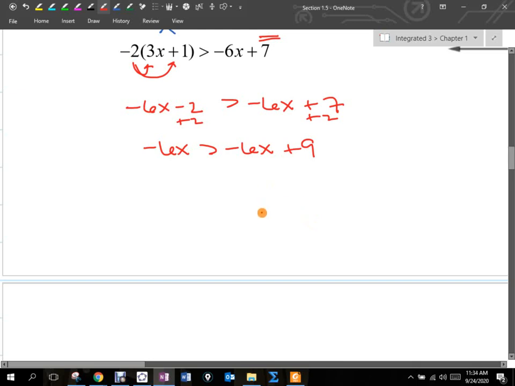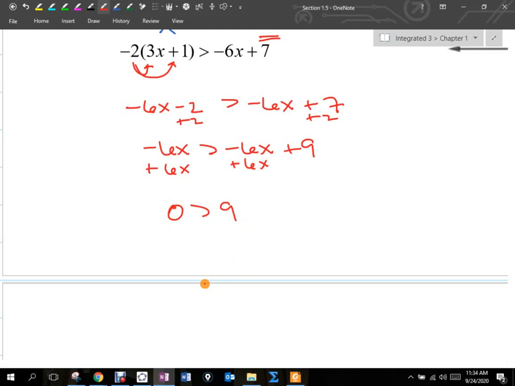Careful. You've got to get your variable terms by themselves first, right? You've got x's on both sides. We've got to get all those x's on one side. Once you add 6x here and add 6x there, what's that give you on the left? 0. What happens on the right? You get 9. You've done all your math right, and this is what Jenna said earlier. She's like, I think I did something wrong. You did everything absolutely 100% right. You get down to this, and this is fine.